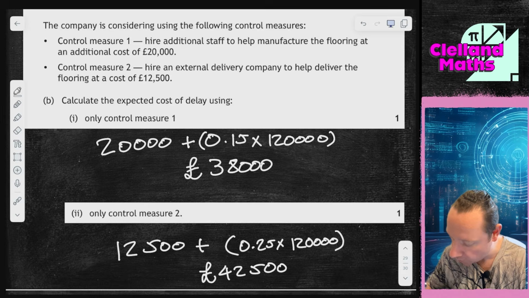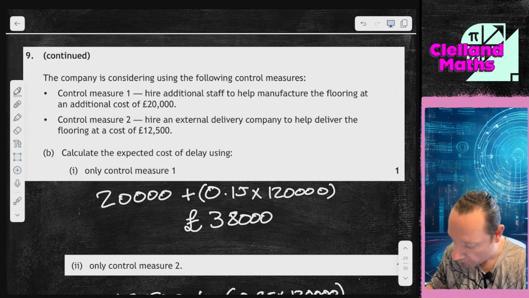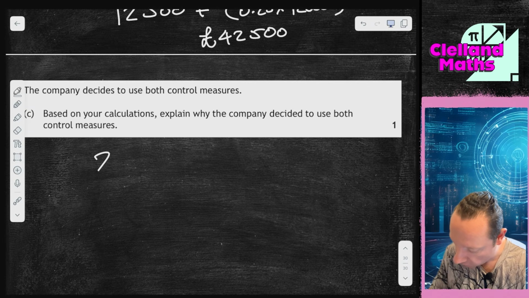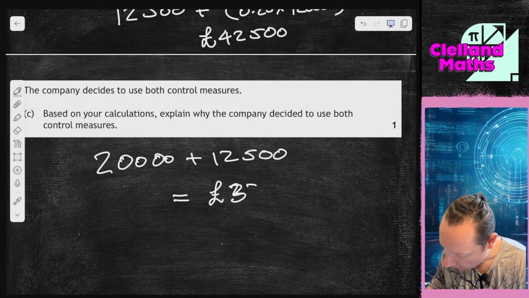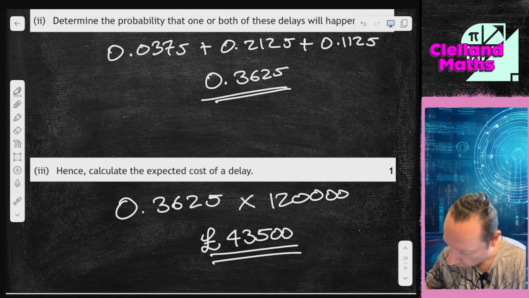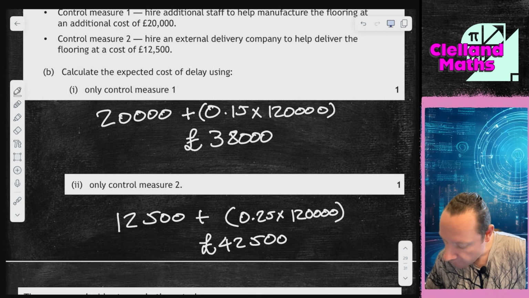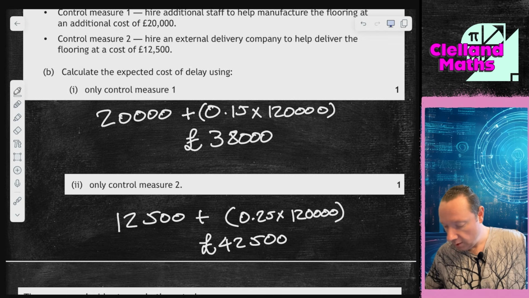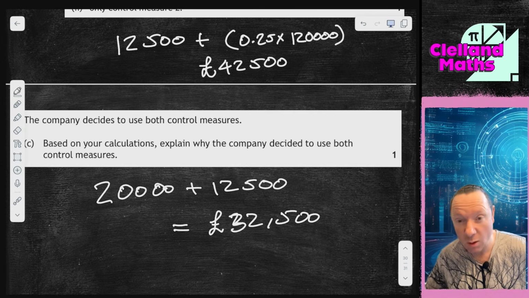Well, let's examine what happens if you use both. If you use both control measures, without any probabilities, it's 20,000 plus 12,500. That's £32,500. The expected cost with no control measures of a delay was 43,500, so it's less than that. If you only use one control measure, the expected cost was at a minimum 38,000 and a maximum 42,500, but it's still less than that.